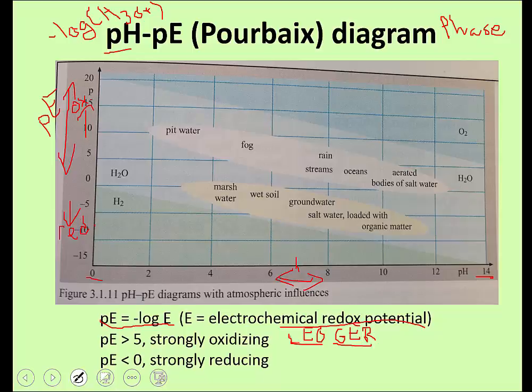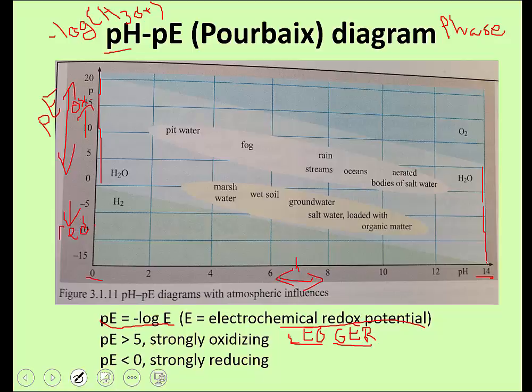Now notice you've got some different areas here. You've got this area from about 0 to 20 pE at 0 pH, and then it goes from about 5 down to a negative 15 up here at pH 14. So this light blue area is going to be the one that's of a little more interest to us. That one represents our equilibrium phase, where things that are cycling through the atmosphere tend to fall.